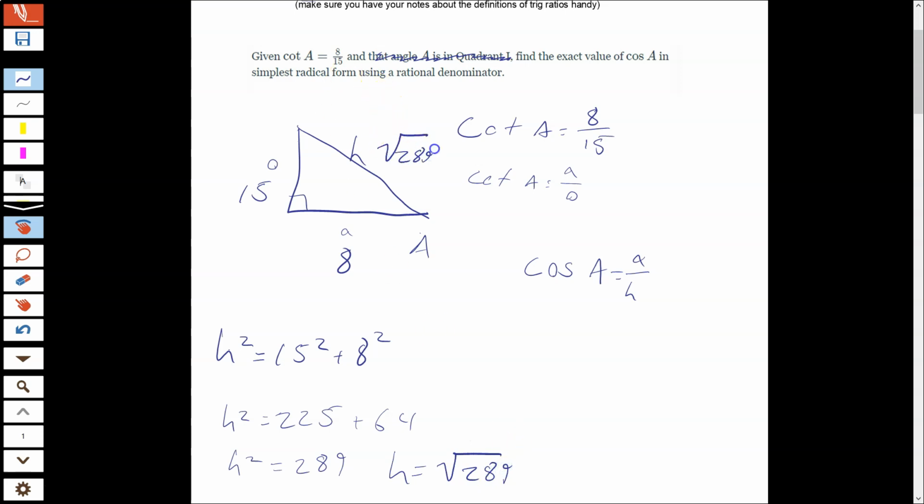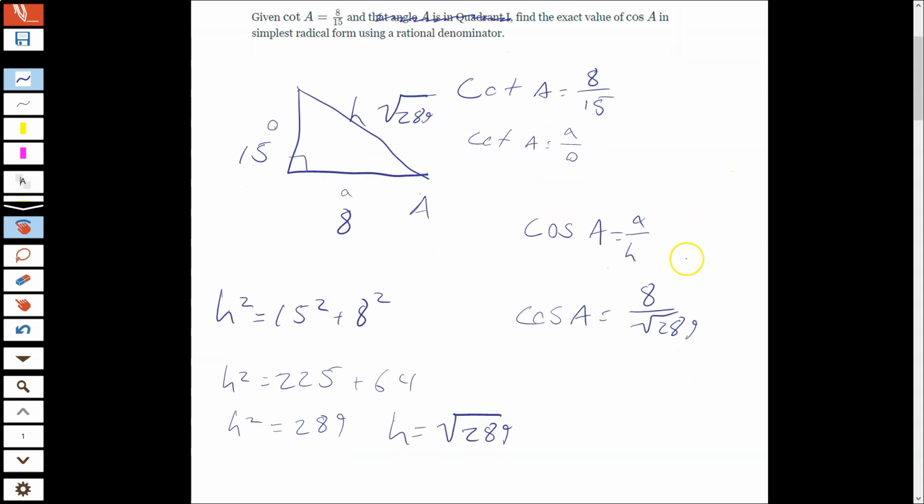So 89. And I'll just leave it like that for now. Notice we're going to have to simplify that a little bit later. Okay, so there's my H. I found my missing side. Cosine of A then is going to be 8 over the square root of 289. Okay, so we're pretty much done. We found what we need to find. We just need to simplify now.